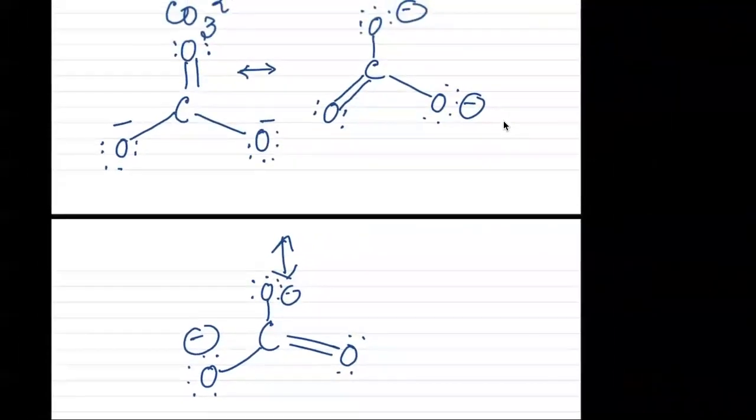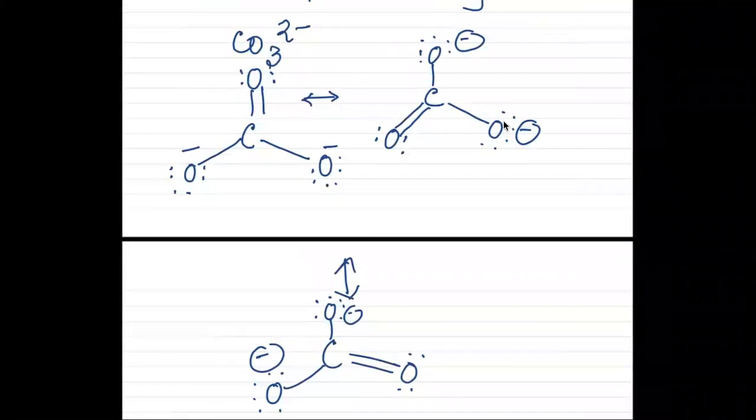Okay, so all the structures are correct. This structure is correct, this structure is correct, and this structure is also correct. So the carbonate ion can be expressed by all these three structures. These all are resonating structures. Okay, clear? In this way, we have to represent the resonating structures.